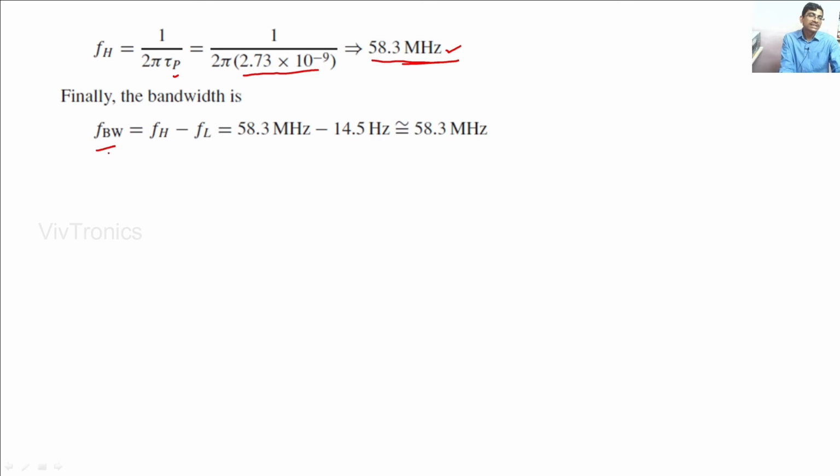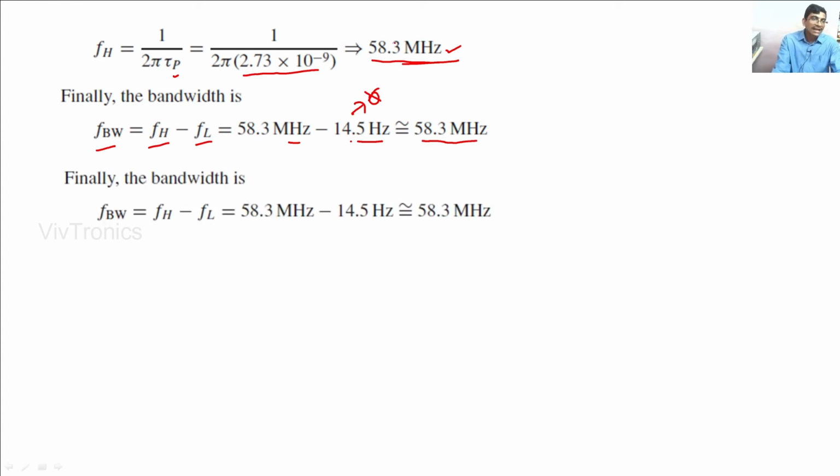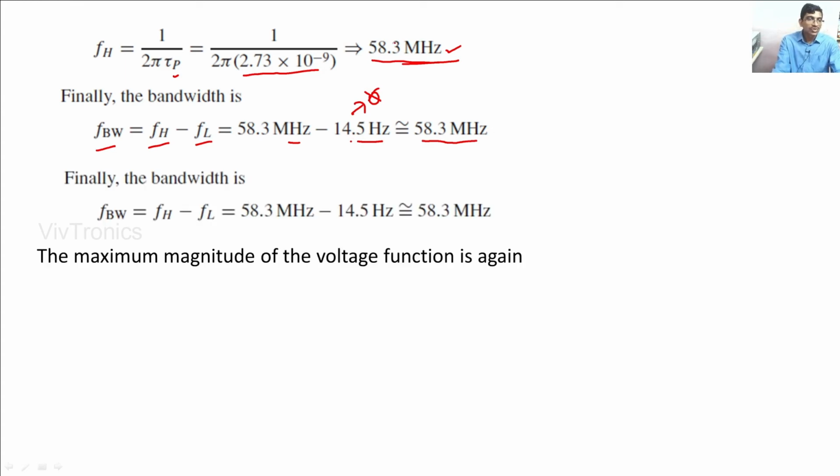Therefore, the bandwidth FBW is the difference of the higher cutoff frequency and the lower cutoff frequency, which is 58.3 megahertz minus 14.5 hertz. This is approximately equal to 58.3 megahertz, because the FL value is very negligible, so we can neglect it. Therefore, the bandwidth will be equal to FH only.